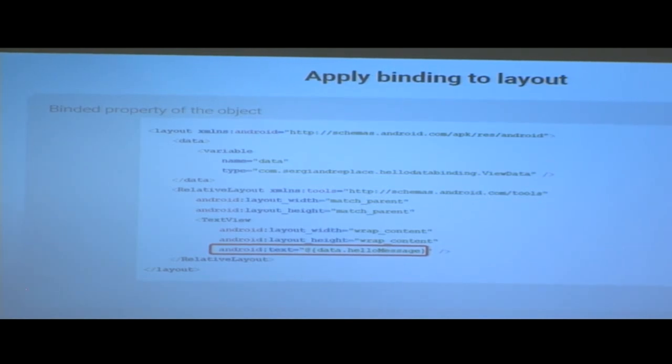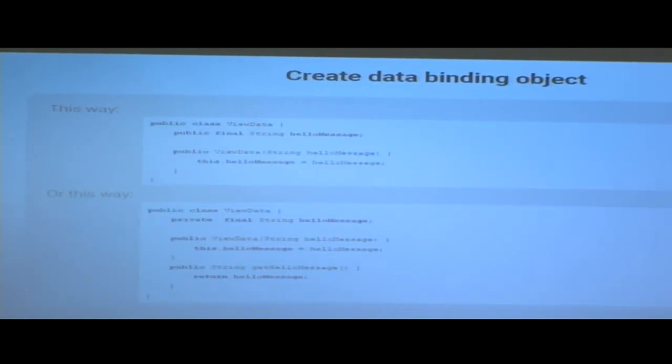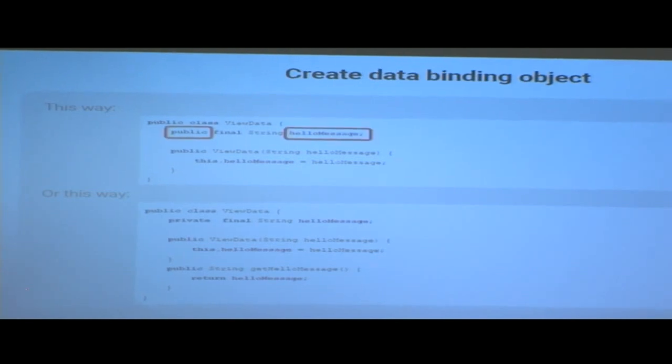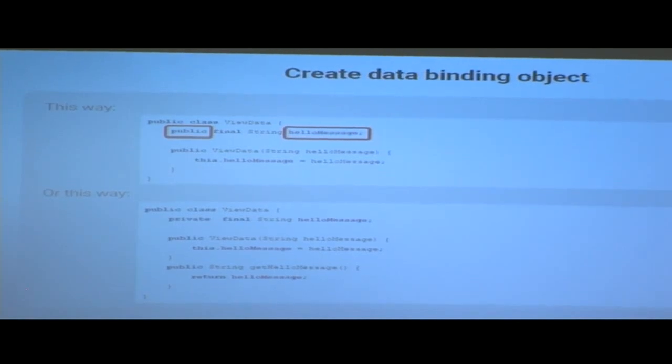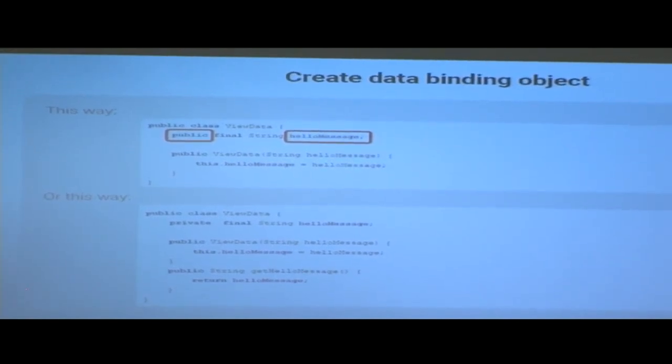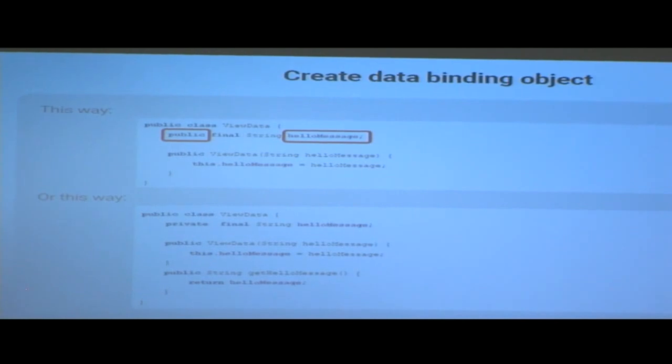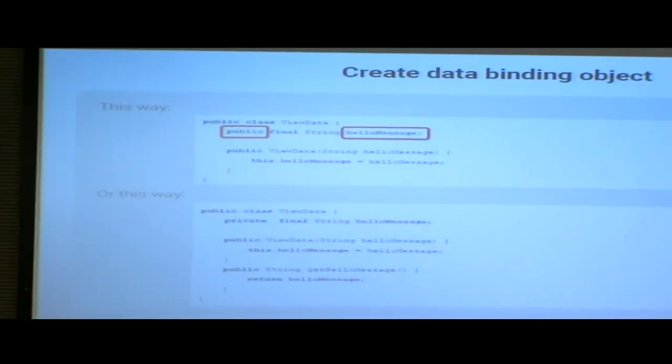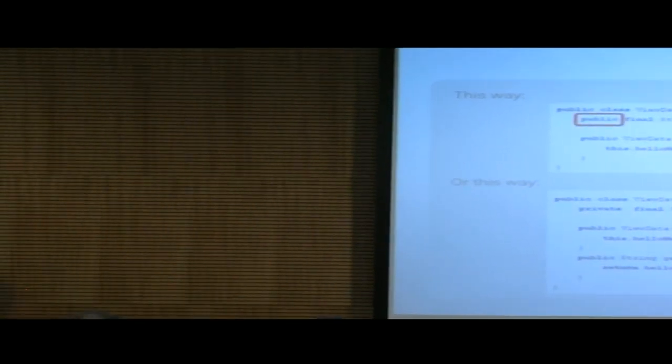Okay, so we have our layout ready. Let's create a data binding object. I'm showing you two ways of creating this data binding object. This is the object that will fit the layout. This will be the data object. We can have a public member, like in this case I have a public string helloMessage with a constructor. So basically I will create this object and give the message to the object via the constructor. We can use setters, constructor, whatever we want, and then we'll feed the binder with this object.